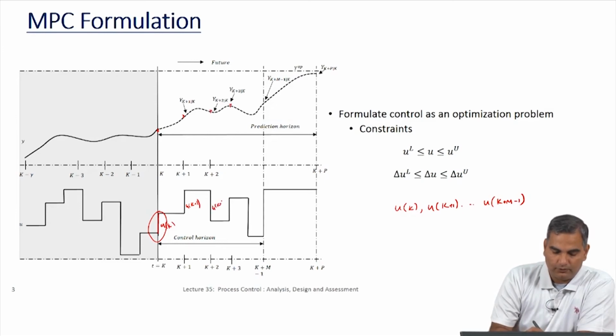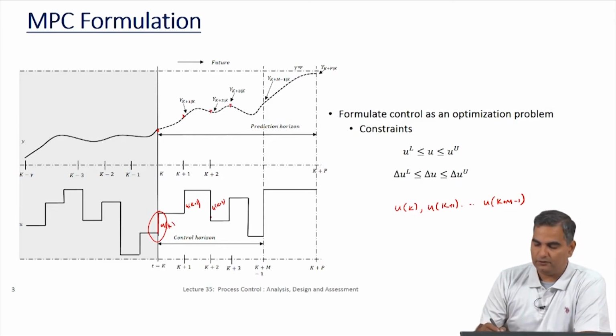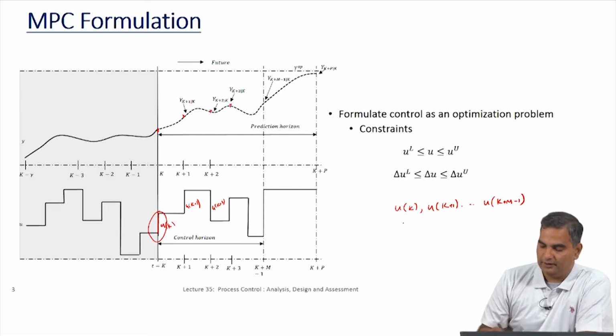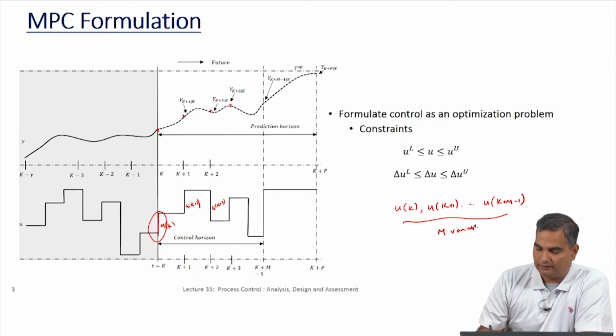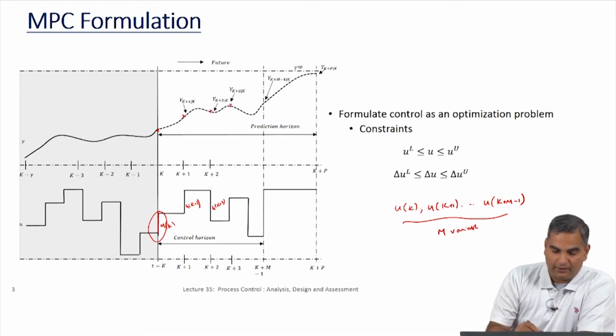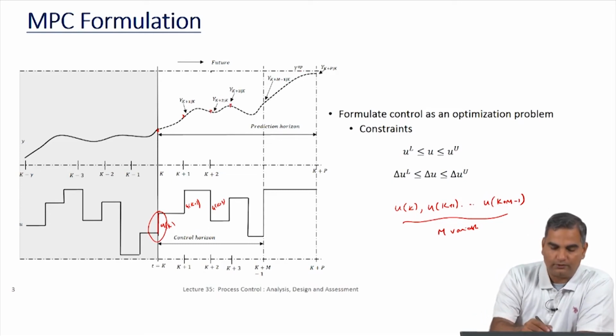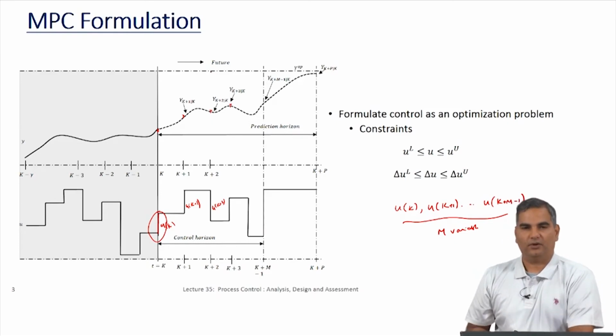u k plus 2 is a variable for which I need to find a value, and so on all the way up to u of k plus m minus 1. So, if you take a look at this, there are these m variables for which we need to find a value, and based on these values the output will change. So, the idea of optimization is how do you choose these values so that these outputs are as close to y set point as possible.